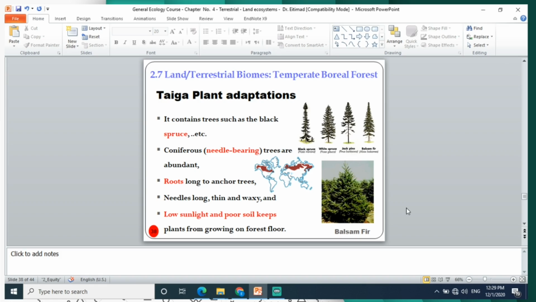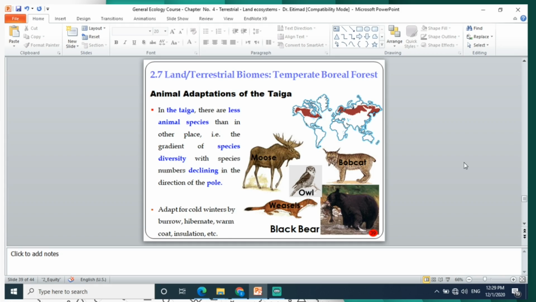They have long roots to anchor the trees, and because there is low sunlight and poor soil, this keeps plants from growing on the forest floor. There are no plants on the forest floor due to the low sunlight and poor soil. Also, there are a number of animals there, but not too many.